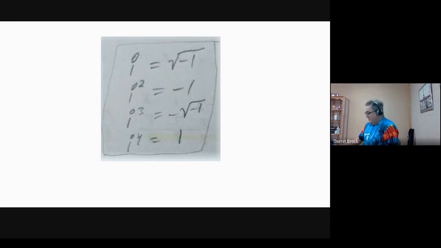If we go to i to the fifth, that wraps around to the same as i, because it's i to the fourth times i, which is 1 times this. All powers go in a cycle of 4. i to the fifth, sixth, seventh, eighth, i to the ninth, 10th, 11th, 12th, i to the 13th, 14th, 15th, 16th. It's all going to wrap around and be one of these results for any power of i. So we've got to remember that.